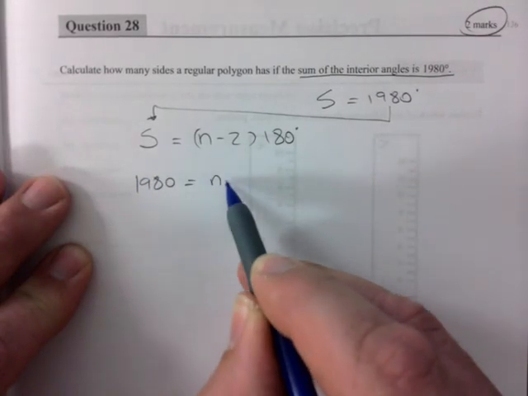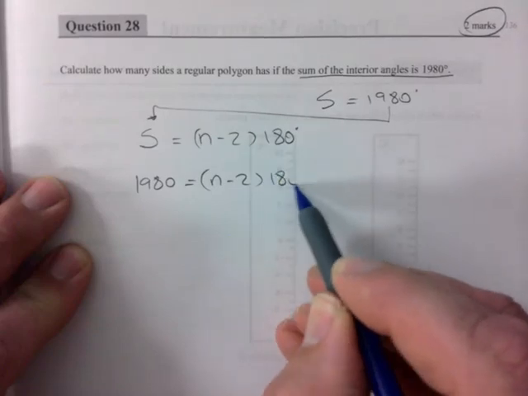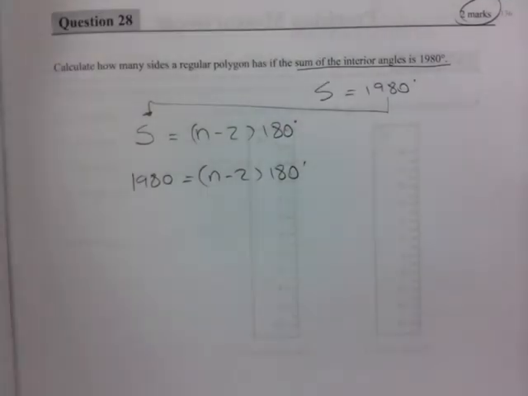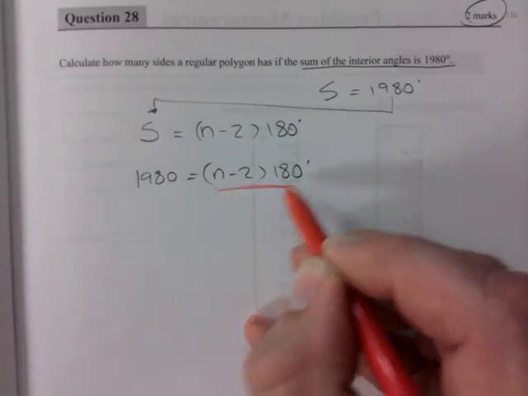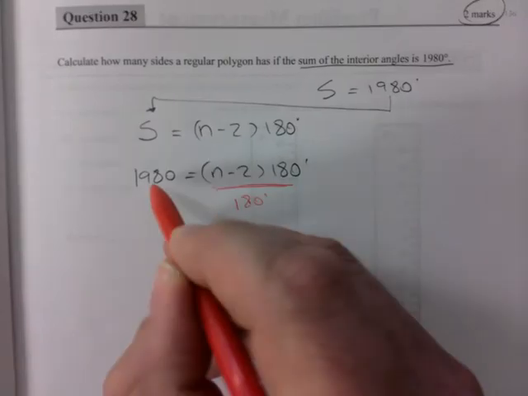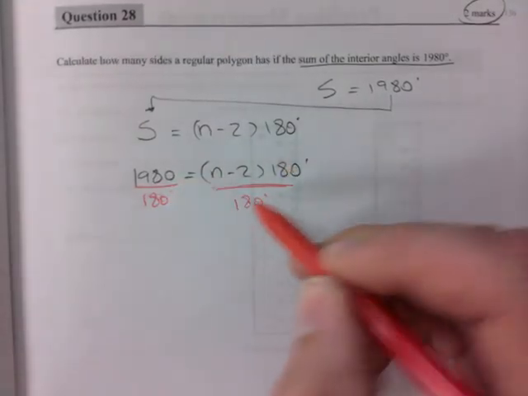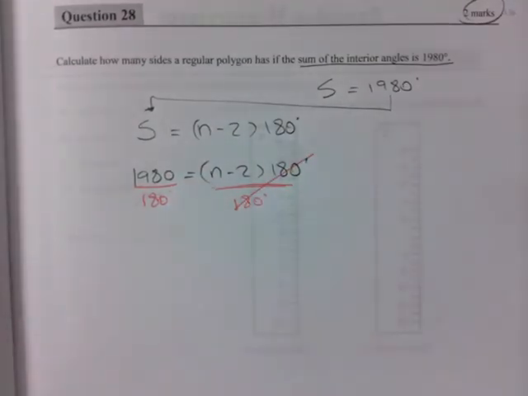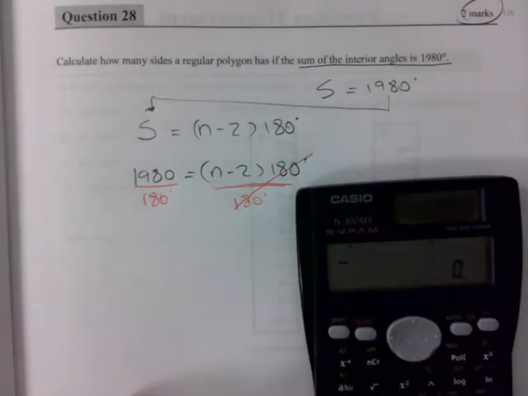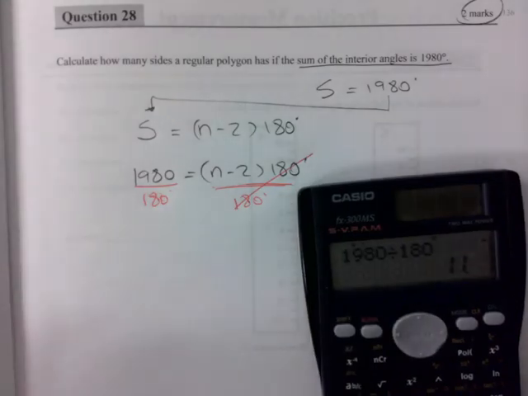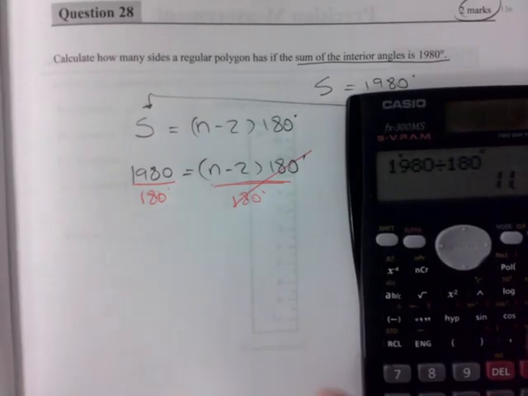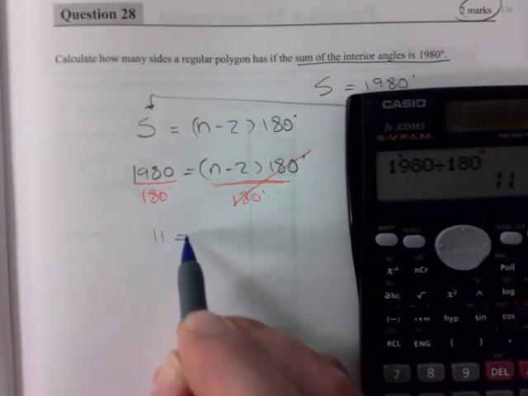So we're just going to go n minus 2 times 180. What do we do first? This one is probably even worth having on your study sheet. The first thing we do is divide by 180. That's what I do. That's not the only way of doing this, by the way. But I do that first. So then 1980 divided by 180, that's 11. You cannot get decimals here. If you get decimals, you're in trouble.